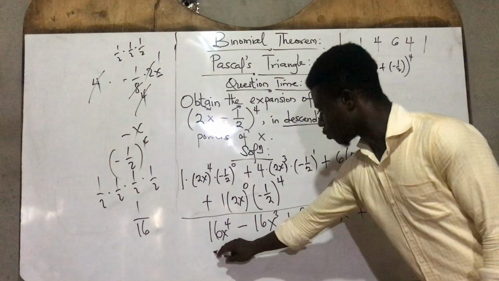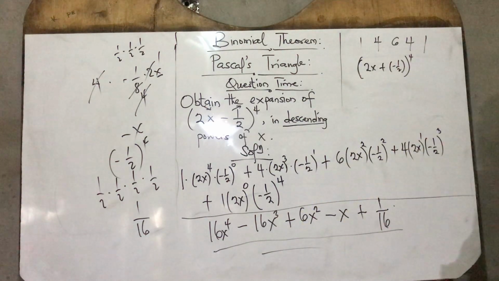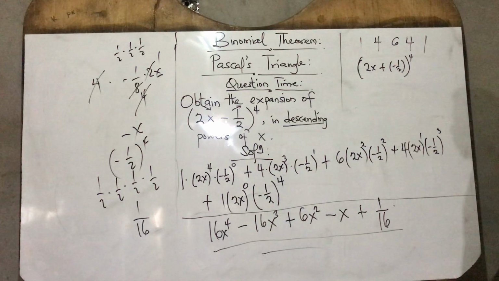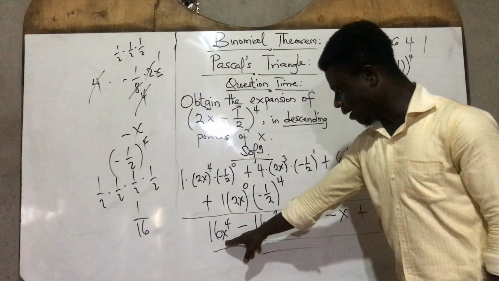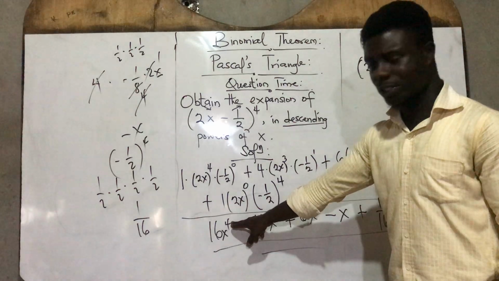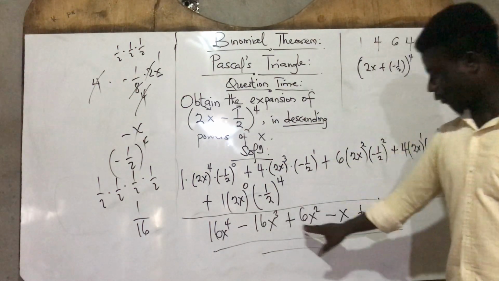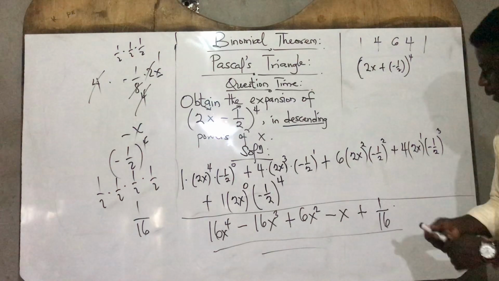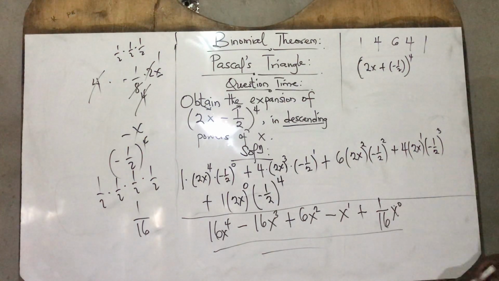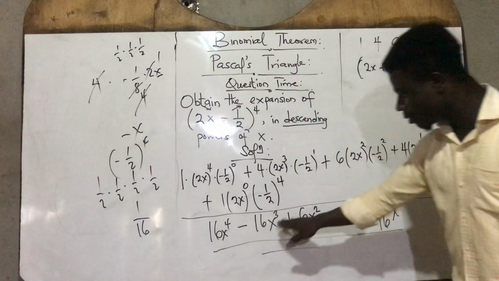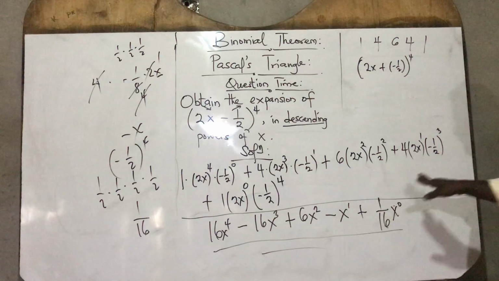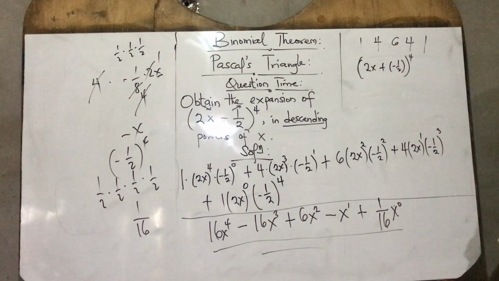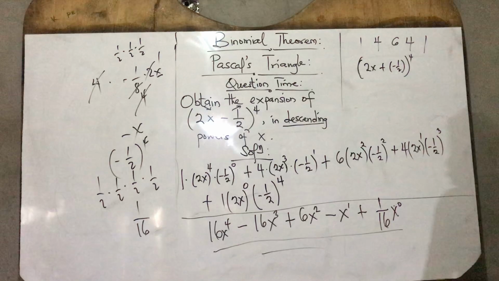Sharp. So this is the simplified expansion in descending powers of x. So I said from the highest to the lowest. So you can see in descending powers of x, x is to the power 4, x is to the power 3, x is to the power 2, x is to the power 1, then x is to the power 0. So we can see that x is decreasing. Do you understand that? x is decreasing as that. Alright. Thank you. Watch it very carefully.